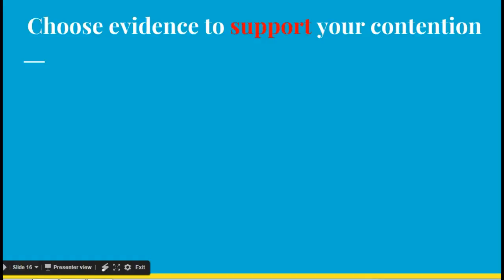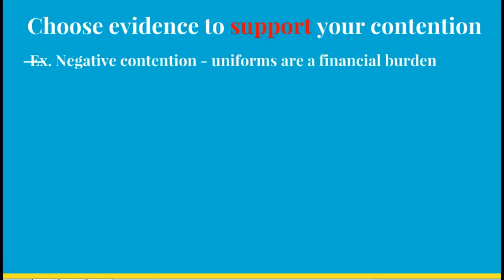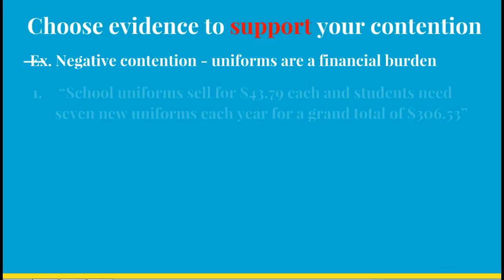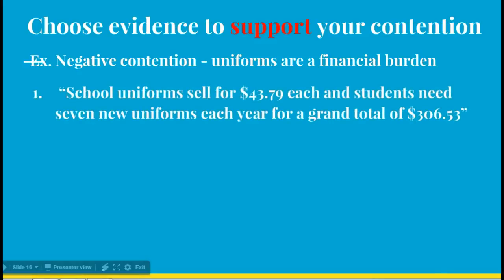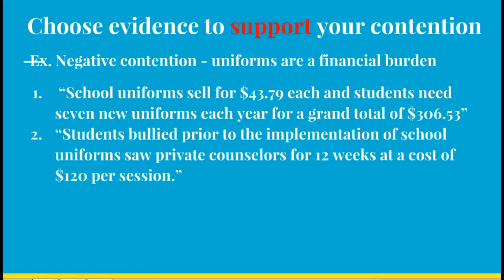Here's some other examples on that. Let's say I have the negative contention for my argument, my research, my resolution, and my negative contention is that uniforms are a financial burden. So I've got a cost analysis of what each uniform costs with a grand total of $306.53. Again, I made these statistics up.